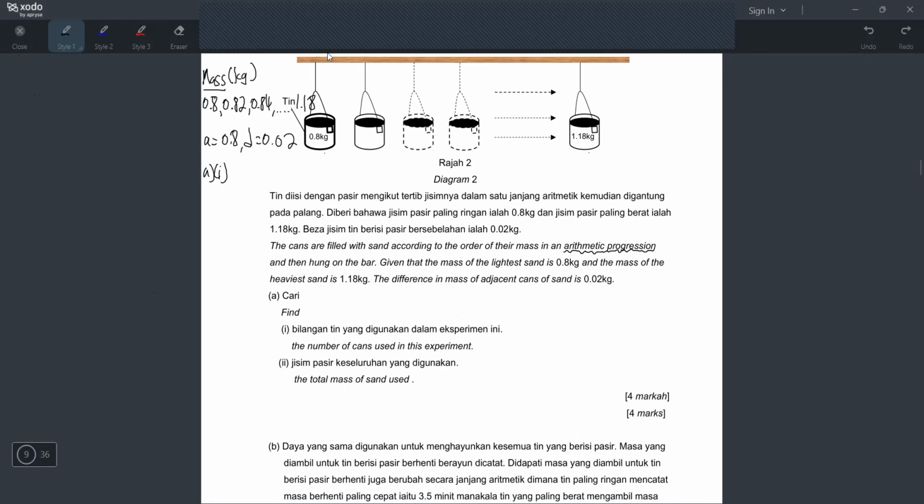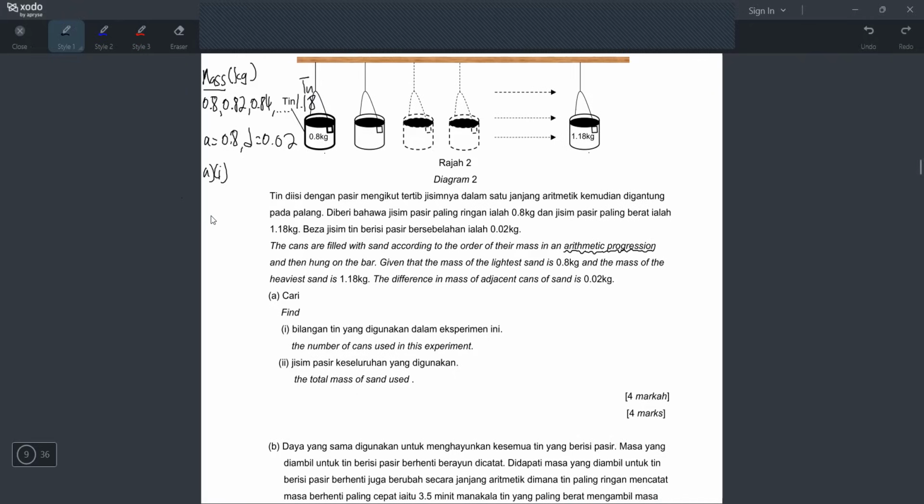Because what we learn will always come out in the exam. It's just that they will try to cover up with a story, but the concept is the same. So how to calculate the number of cans is easy. This is T1, this is T2, this is T3. This one we don't know, we call it Tn. And we will find n because n will be the number of cans used, right?